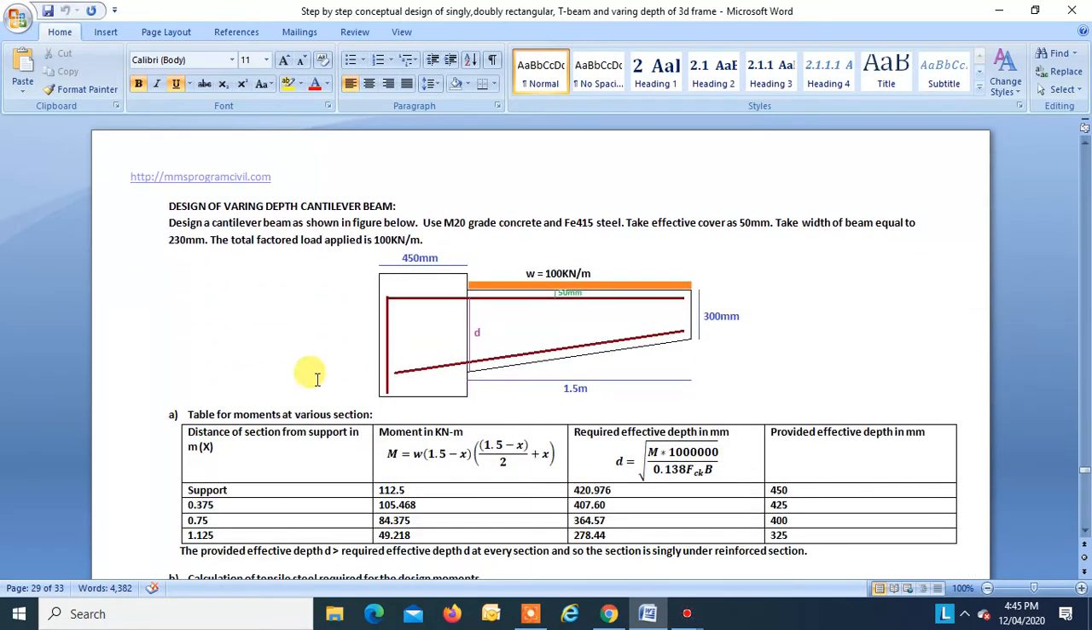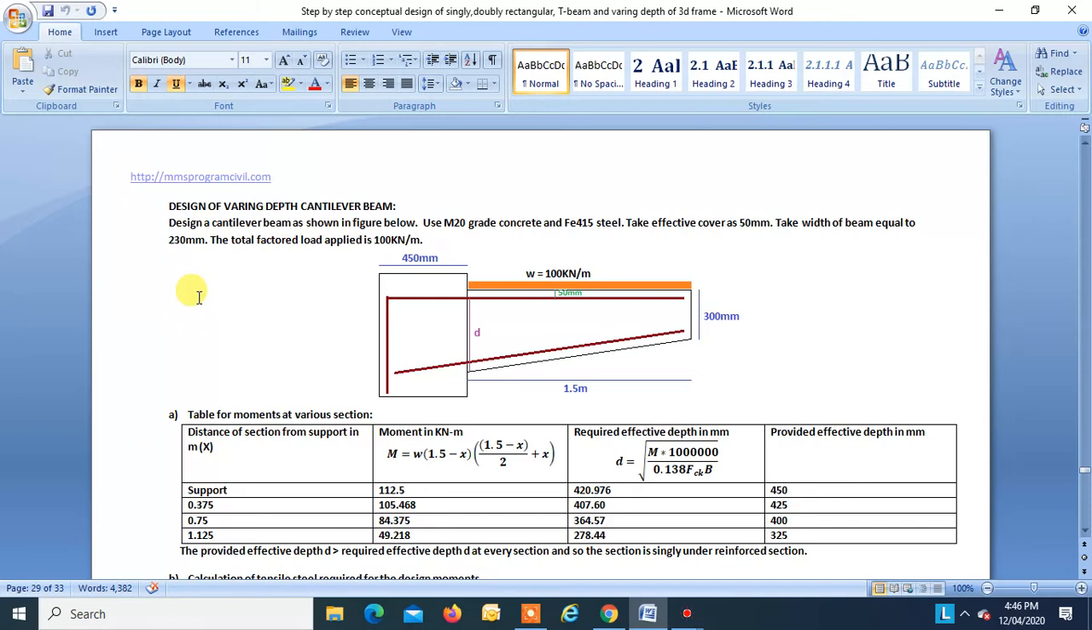Now let us take a design of a varying depth cantilever beam. Design a cantilever beam as shown in the figure below. Use M20 grade concrete and Fe415 steel. Take effective cover as 50 mm. Take the width of the beam equal to 230 mm and total factored load applied is 100 kilonewton per meter. The span of the cantilever beam is 1.5 meters.